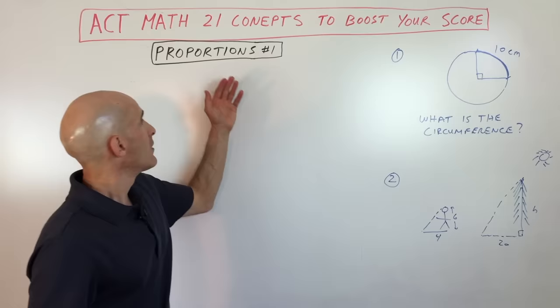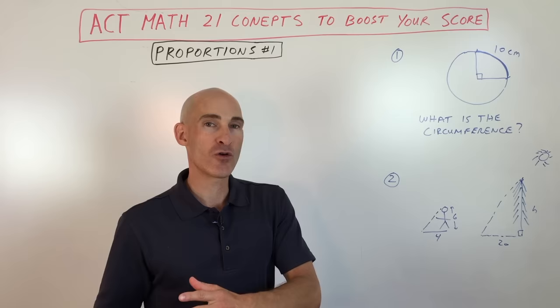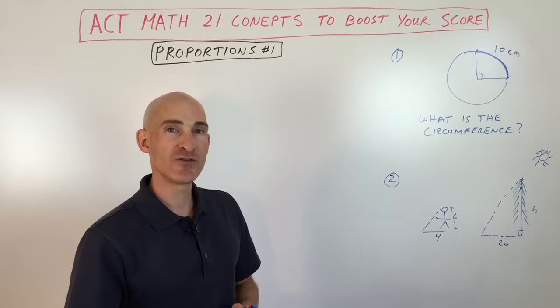So proportions is an important concept to understand on the ACT, and basically what it is, it's just a ratio that's equal to a ratio. So together that forms a proportion. So let's take a look at these two examples. Go ahead and see if you can solve them on your own, and then we'll go through them together.